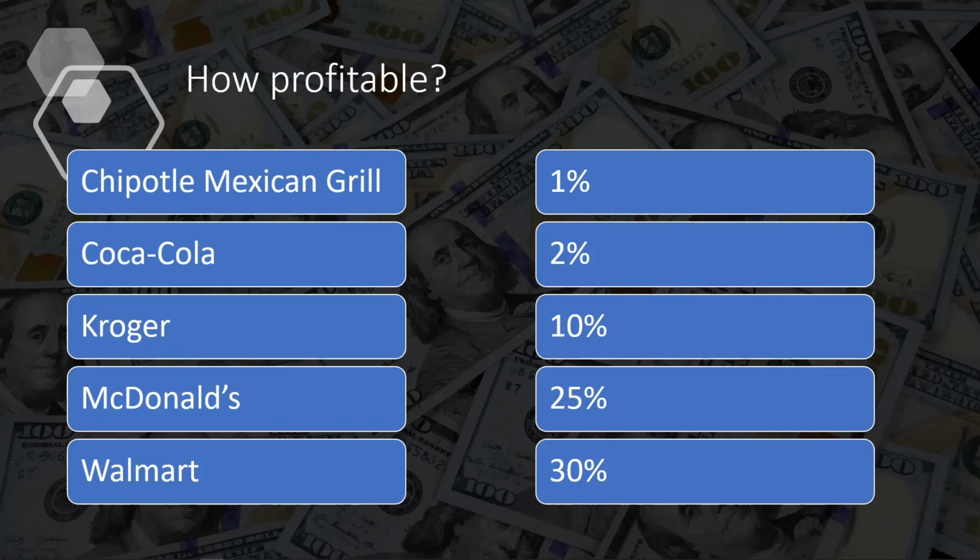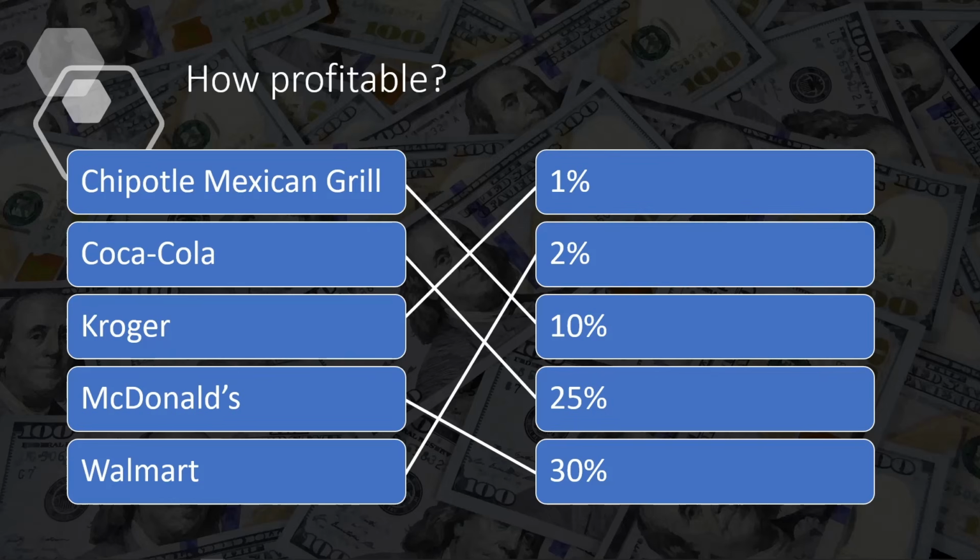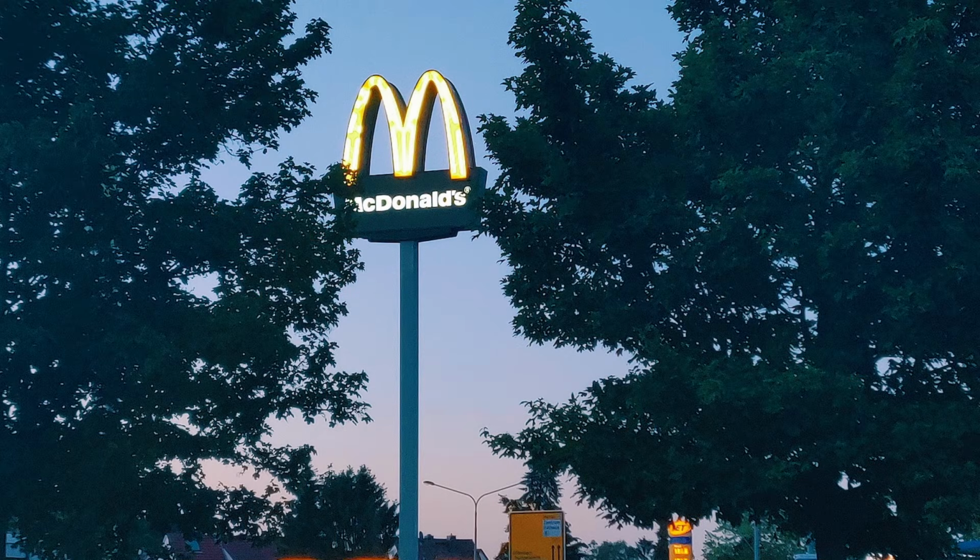So here's the answer. Chipotle Mexican Grill, 10%. Coca-Cola, 25%. Kroger, 1%. And we have McDonald's and Walmart left. McDonald's profit margin is a whopping 30% and Walmart 2%. Hold on to your thoughts about some surprisingly high profit margins.